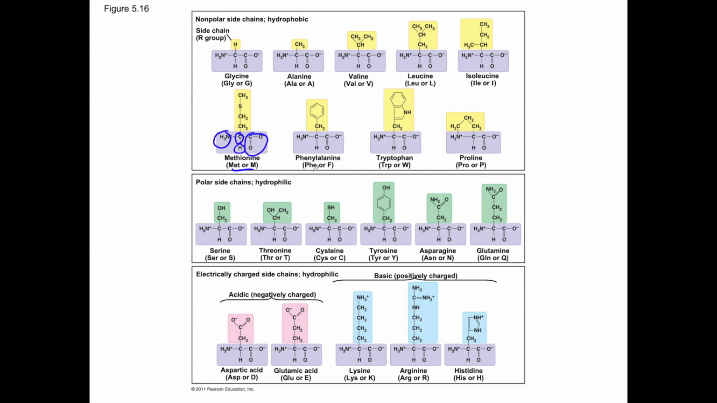Now what makes the different amino acids different from each other is what's attached to that, the R group or the side chain. That's what makes them different from each other. Okay, so those are the 20 amino acids.